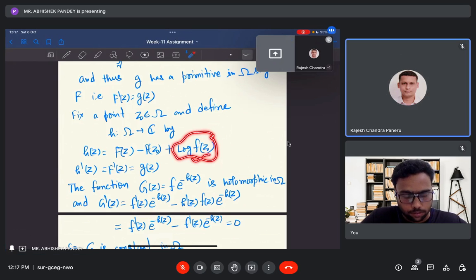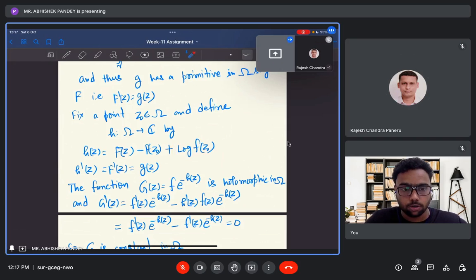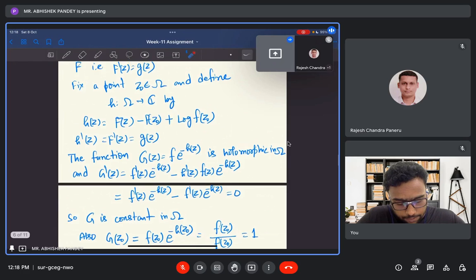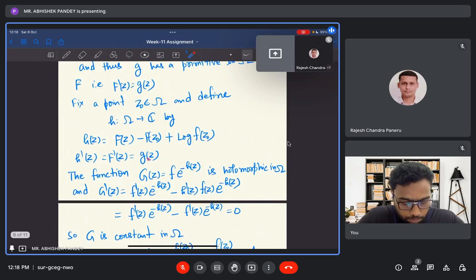I am not saying that it is a branch, because we have to prove that it is a branch. So this is basically a constant only. Now you take the derivative, so it will be nothing but f dash. So basically h is also a primitive of G.